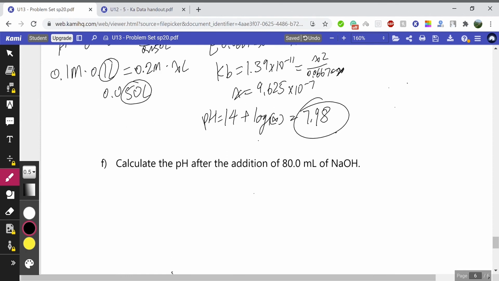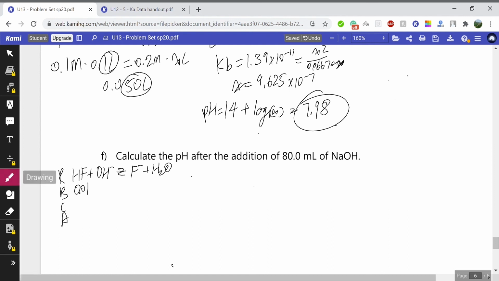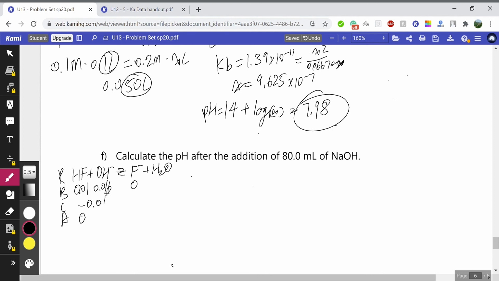Over here, if you calculate the pH after the addition of 80 milliliters, our reaction again will be our RBCA chart with HF plus OH minus forming F minus plus H2O. HF will be 0.01, same as before. And OH minus is 0.2 molar times 0.08 liters, which will give you 0.016. HF is going to be 0, and this time we subtract the smaller number, which is HF. So we will no longer have any acid left, and we'll have 0.006 moles of OH minus left and 0.01 of F minus.